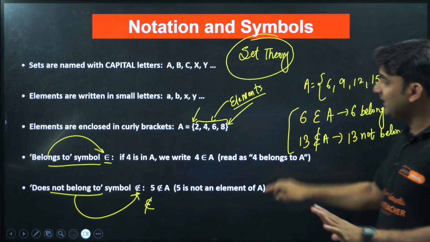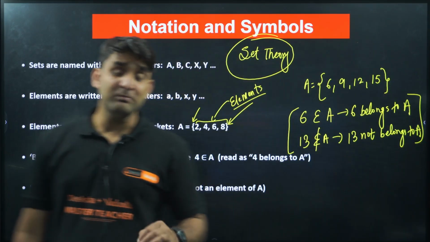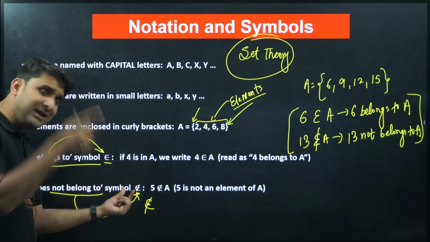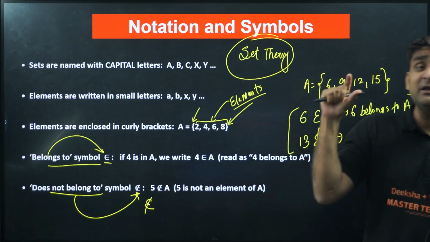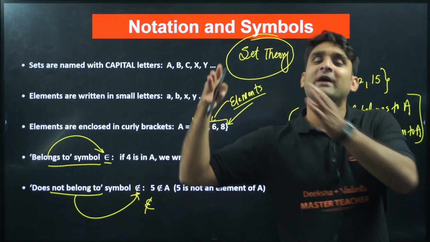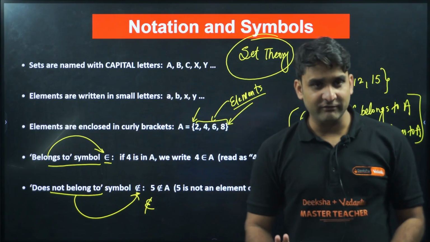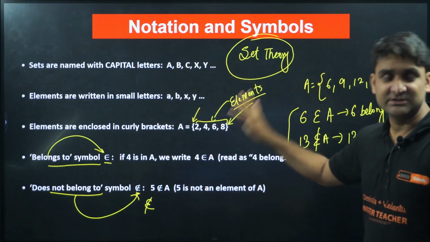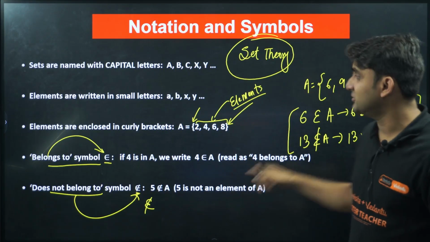So this E, this is a Latin word, okay, and E means belongs to, and E crossed means not belongs to. And when to use? If an element is present in the set, we can write that particular element belongs to. If an element is not present in the given set, we can write not belongs to. Clear everyone? These are the notations and symbols that you should always keep in your mind whenever you are doing the questions. Moving ahead.